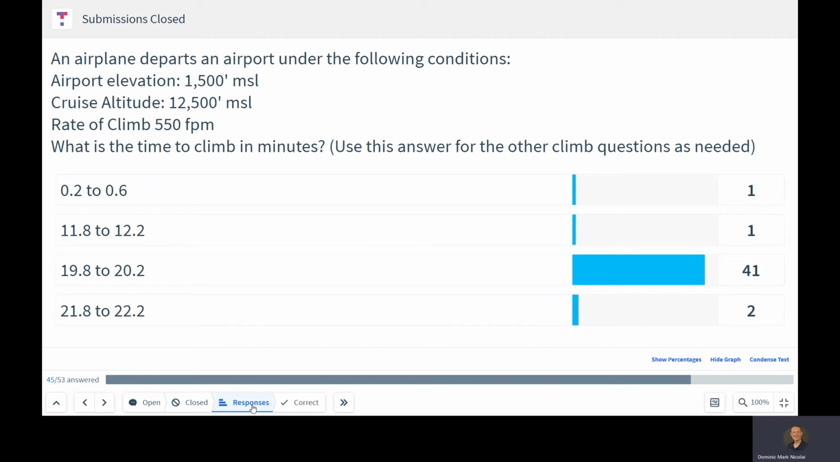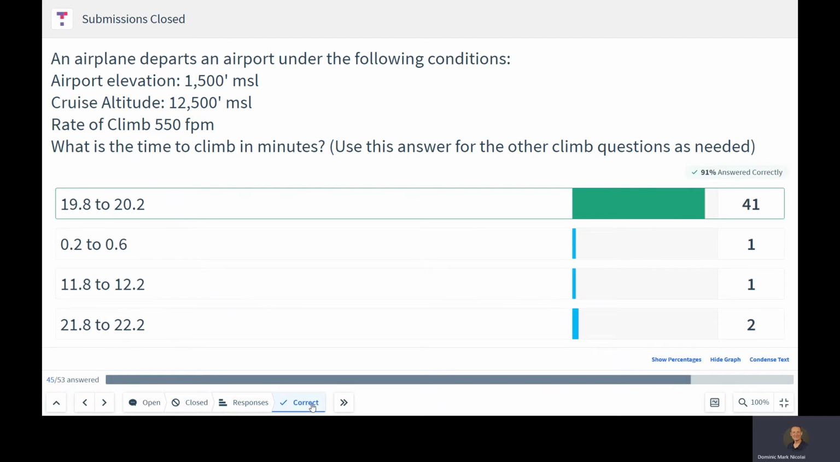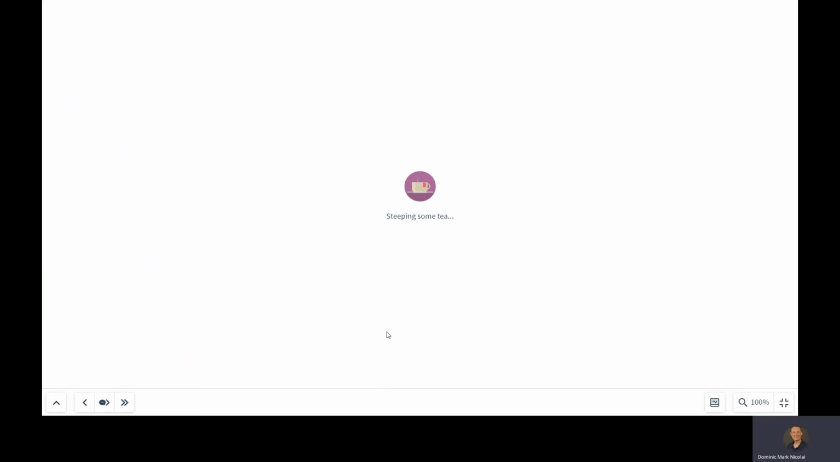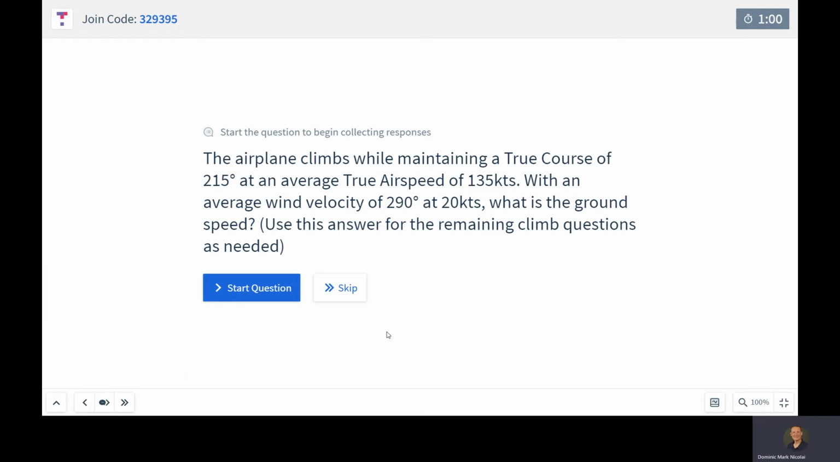A lot of you answered 20 minutes, and that is the correct answer. You ran out of time there. We are looking at 12,500 feet minus 1,500 feet, so you're going to climb 11,000 feet at 550 feet per minute. We're going to use that 20 minutes for the next problem.